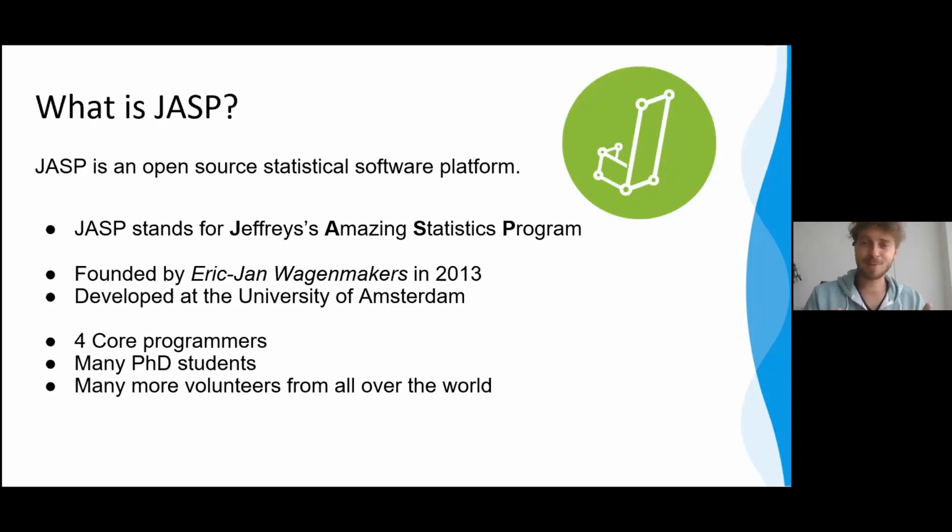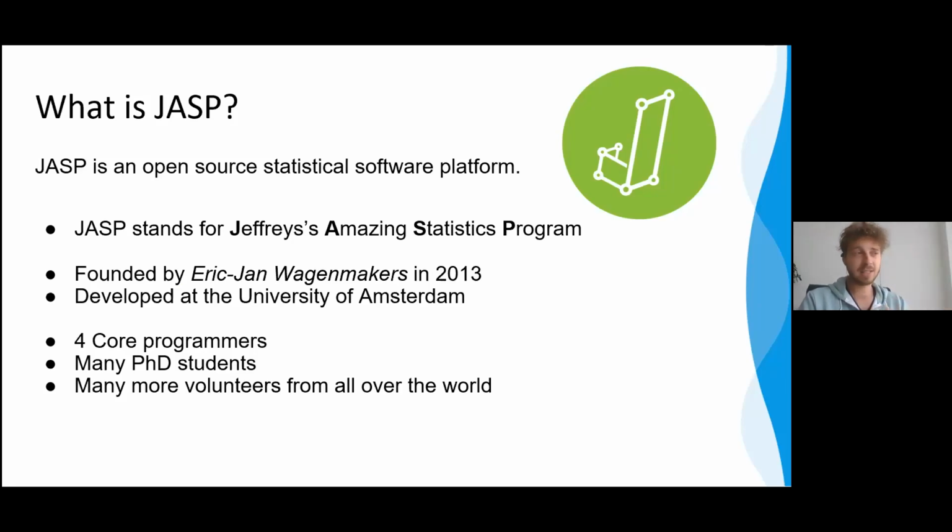A little bit of information about JASP itself. What does it even stand for, those 4 letters? There was a long time rumor that it stood for just another statistics program, but officially that has been confirmed false because it stands for Jeffrey's Amazing Statistics Program. Jeffrey's, of course, being the person that founded most of the current Bayesian methods.